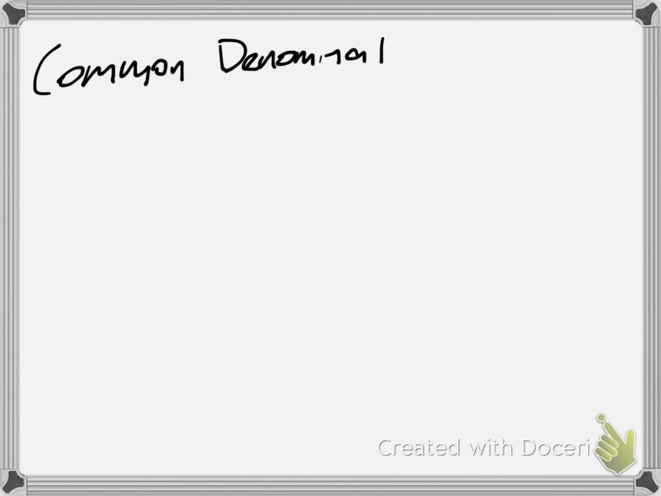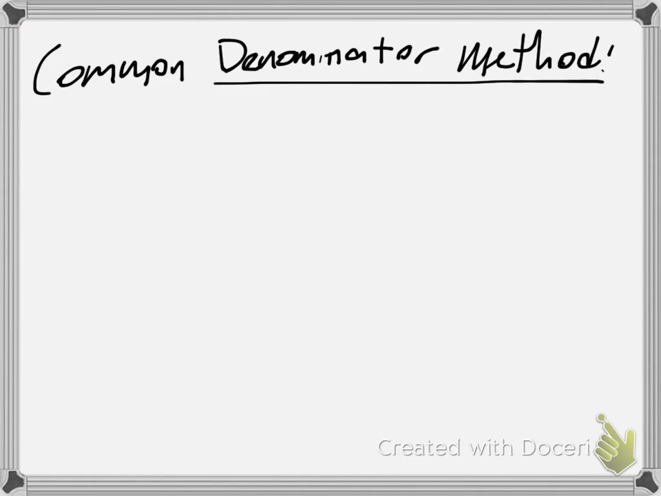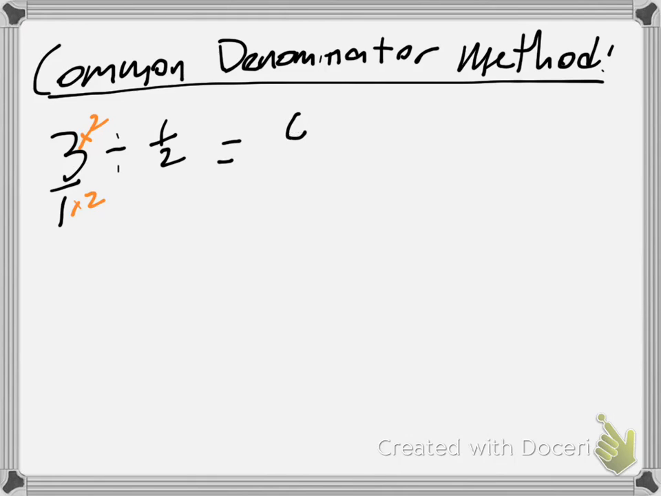Next, we have the common denominator method. This is starting with 3 divided by a half and getting a common denominator. At first 3 doesn't even have a denominator, so you write it as 3 over 1. Then to get a denominator of 2, just multiply top and bottom by 2. So I get 6 halves divided by 1 half. And how many times 1 half goes into 6 halves is equivalent to how many times 1 goes into 6. And so that's just 6 divided by 1, which is 6.